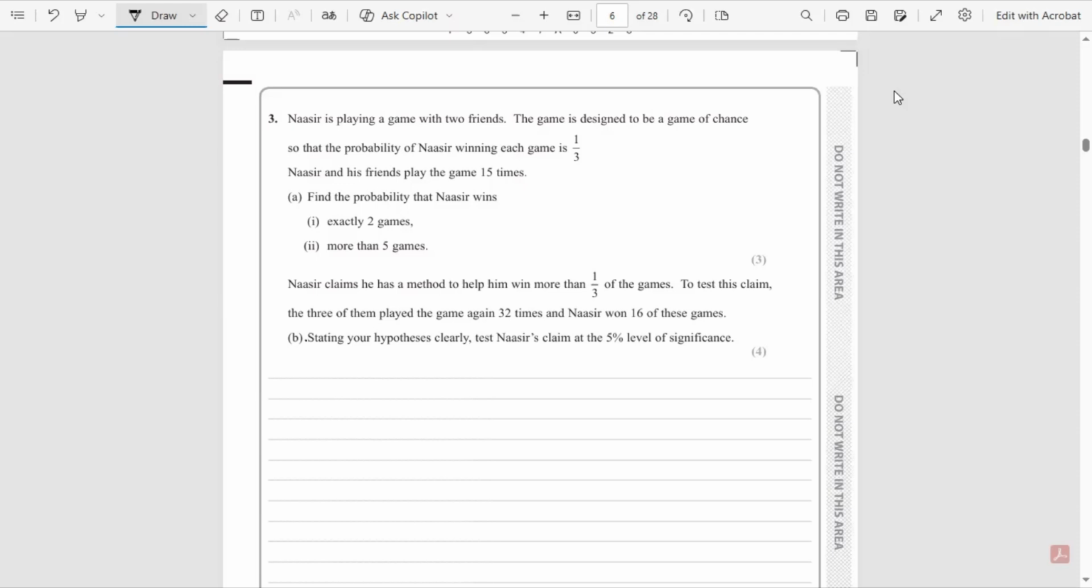So NASA is playing a game with two friends. The game is designed to be a game of chance so that the probability of NASA winning each game is 1/3. So NASA and his friends play the game 15 times. So for part A, find the probability that NASA wins exactly 2 games for part I.